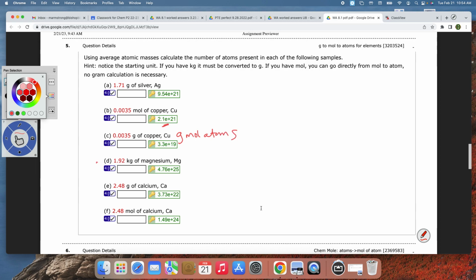But letter D is a stinker. It gives you kilograms, so make sure you read the problem. So we will go kilograms, grams, moles, atoms. This one's a wee bit more involved. So 1.92 kgs of magnesium, kgs of Mg.